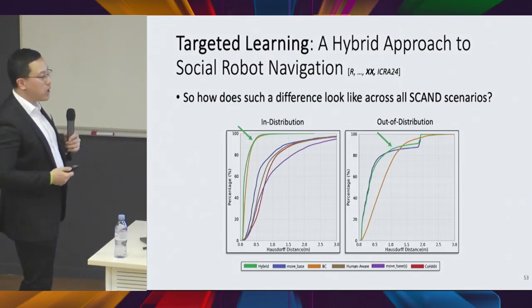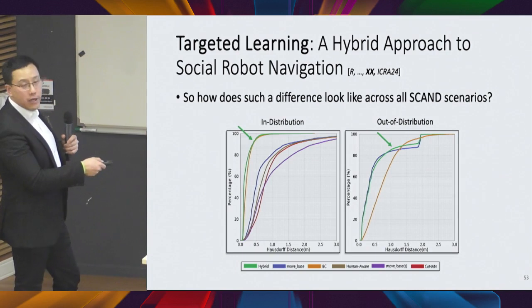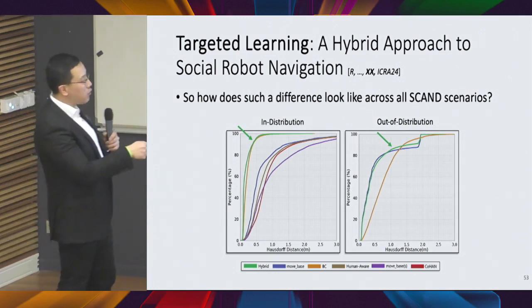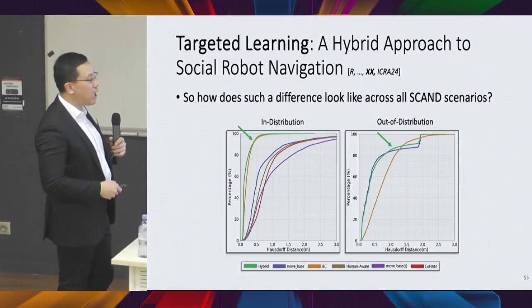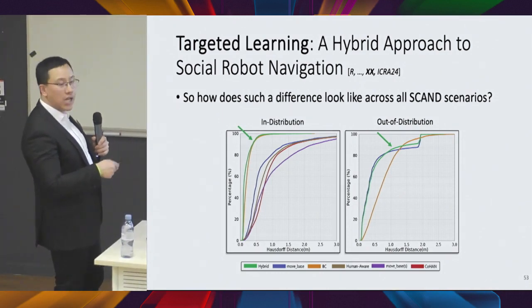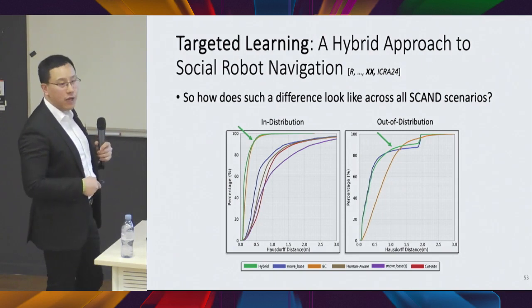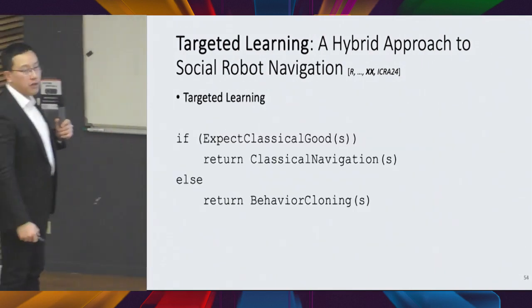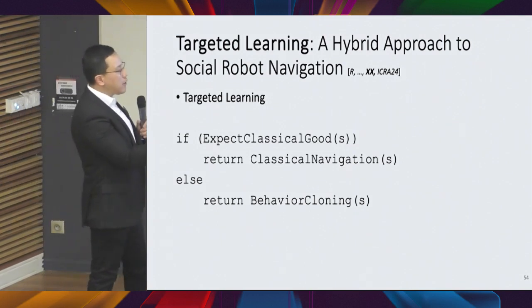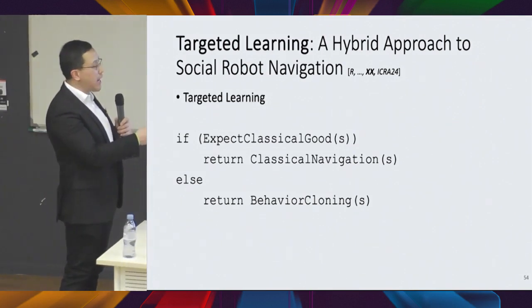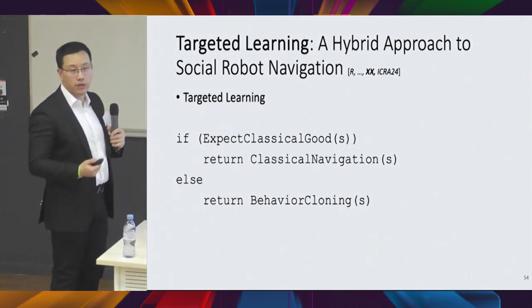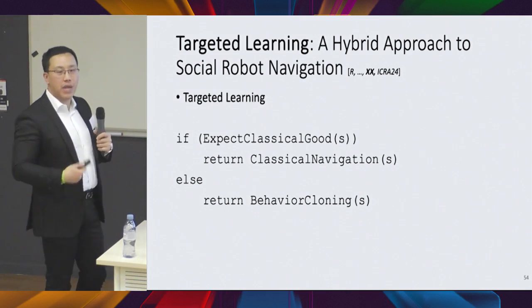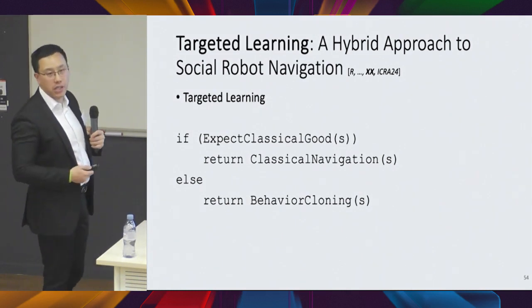So what we want is this hybrid line here, which is shown in green. The hybrid line will be able to achieve the best performance both in-distribution and out-of-distribution by bootstrapping on both the blue classical navigation system and the learning-based navigation, the orange line here. So the method is very, very simple, just targeted learning. If encountering one social scenario S, if you expect classical navigation is good, then just use the classical navigation system. If not, then you use your behavior cloning or any learned navigation system, right?